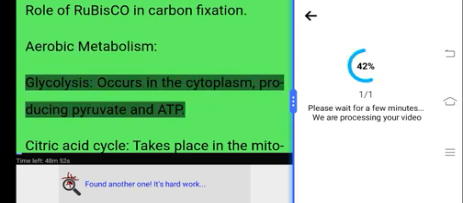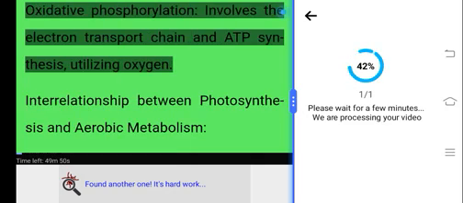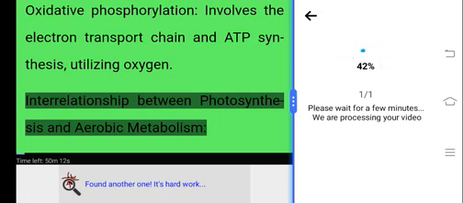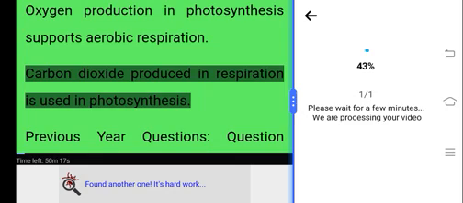Aerobic metabolism. Glycolysis occurs in the cytoplasm, producing pyruvate and ATP. The citric acid cycle takes place in the mitochondria, generating high-energy electrons. Oxidative phosphorylation involves the electron transport chain and ATP synthesis, utilizing oxygen. Interrelationship between photosynthesis and aerobic metabolism. Oxygen production in photosynthesis supports aerobic respiration. Carbon dioxide produced in respiration is used in photosynthesis.